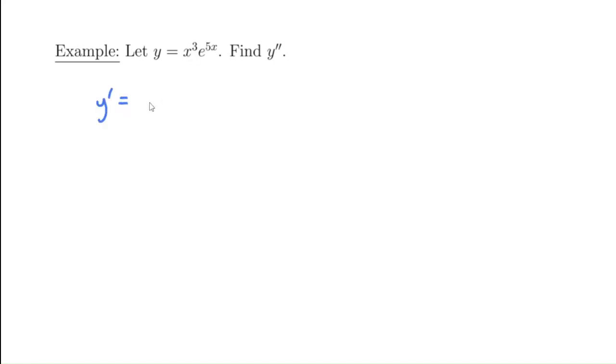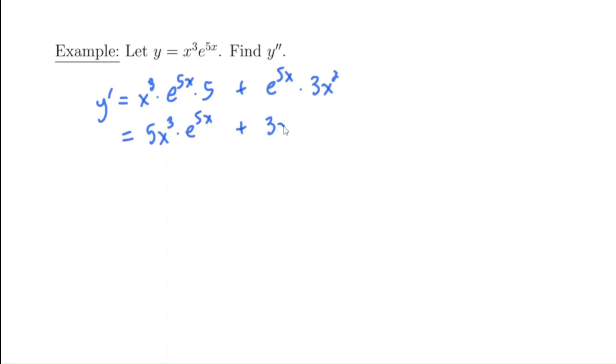Well, it's the first function, x cubed, times the derivative of the second. Well, what's the derivative of e to the 5x? It's e to the 5x times 5, or 5 e to the 5x, plus the second function, e to the 5x, times the derivative of the first, which is just 3x squared. Now, before we take another derivative, let's simplify this. This would be 5x cubed times e to the 5x, plus this is 3x squared times e to the 5x.